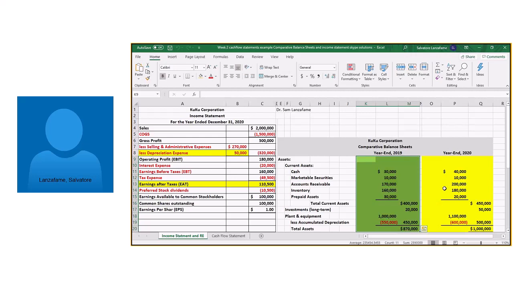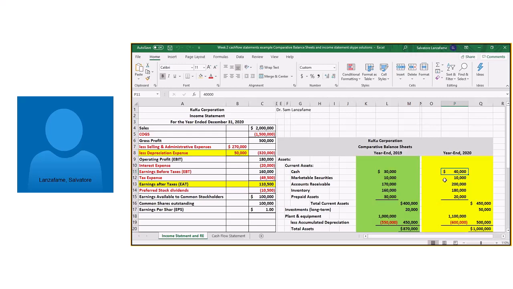So take a look real quick here. Notice that at the end of last year we had $30,000 in cash. At the end of this year we had $40,000. So that means cash went up by 10. So we already know the answer, but we're trying to figure out why it went up by 10.